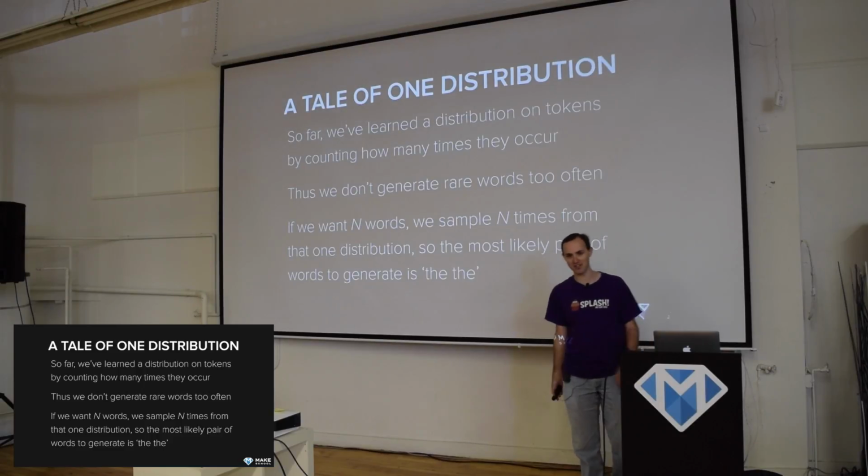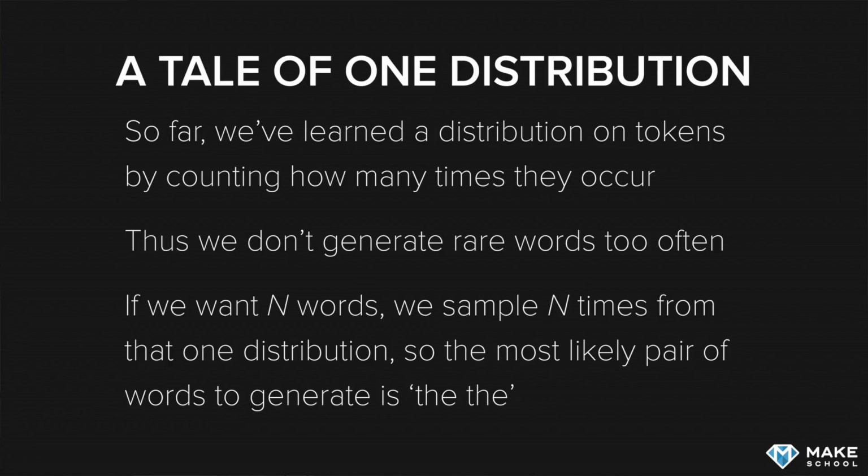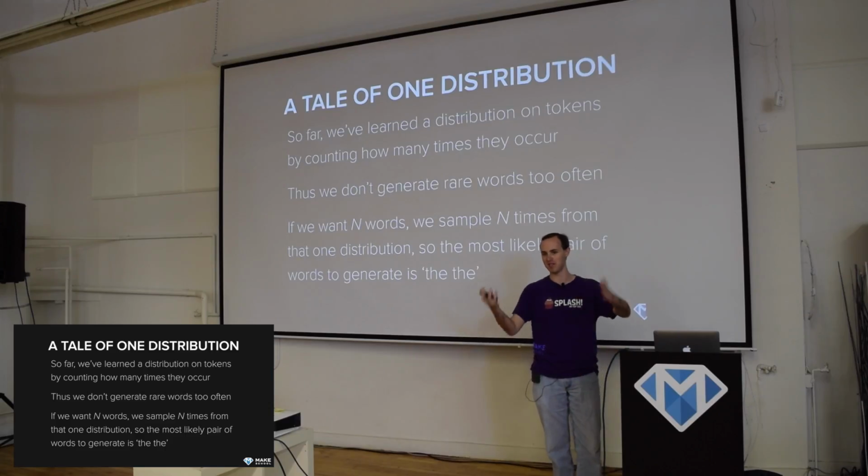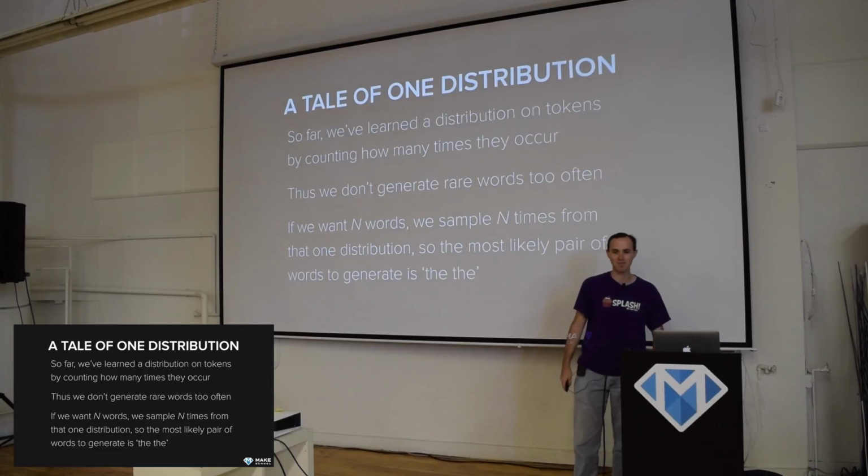Now, how do we generate a sentence from that? Well, if we want a sentence of n words, we just sample n times from this one distribution. You know, the word "the" is the most common word, say. That might come up. We sample again, pick another word. It's going to be a common word, probably. It might be the word "be" or something like that.